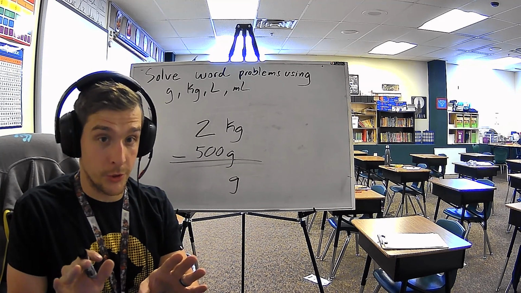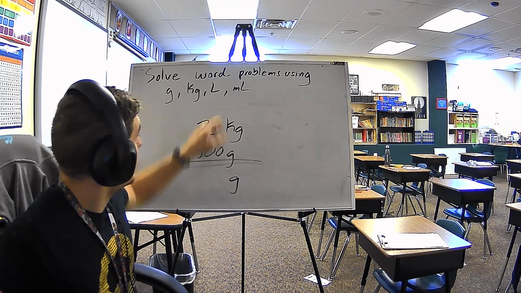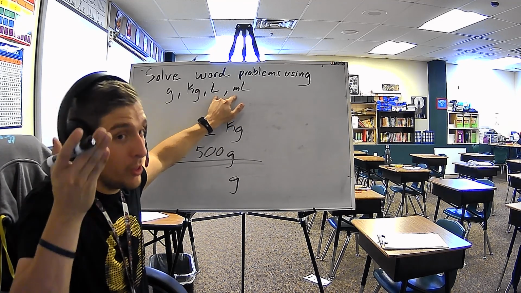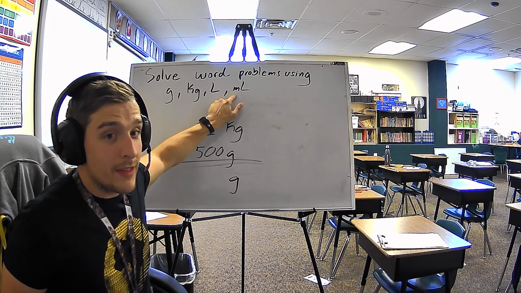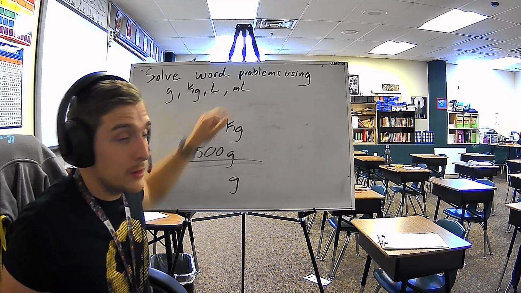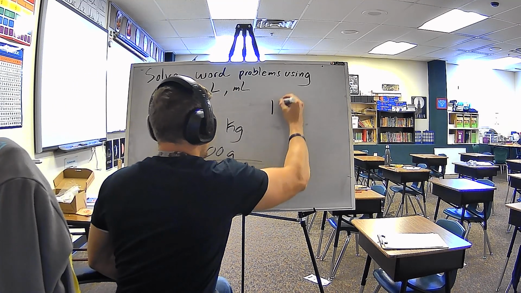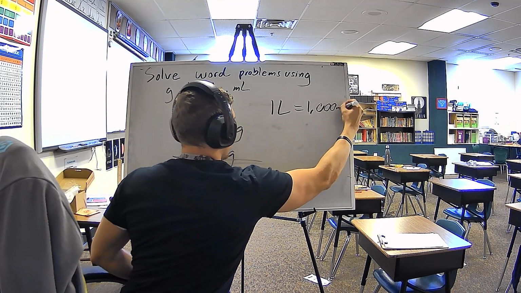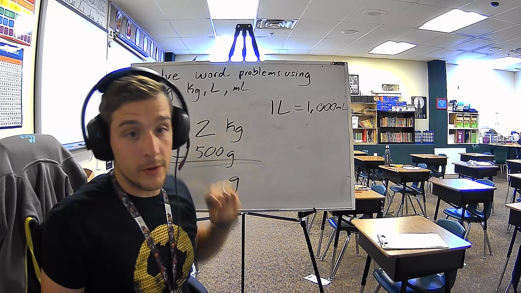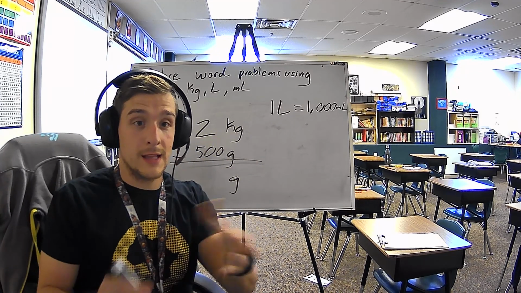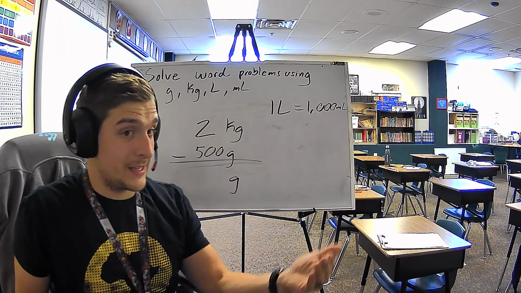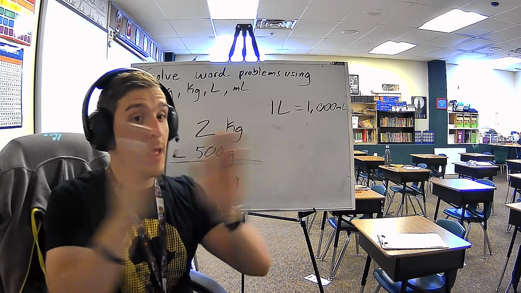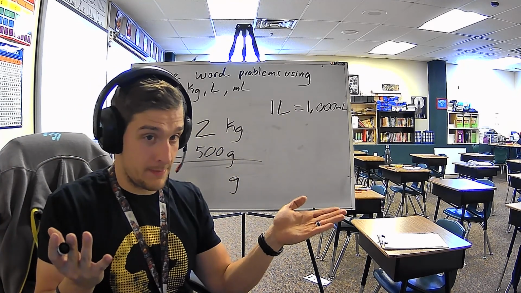I'm saying that's true. But remember, liters and milliliters, they're both dealing with the volume of something. You have 1,000 milliliters per liter. So I'll write that out. So 1 liter is equal to 1,000 milliliters. So you can convert those. I can say 1 hour or 60 minutes. They mean the same thing. 1 liter or 1,000 milliliters, they mean the same thing. They're interchangeable. Keep that in mind.